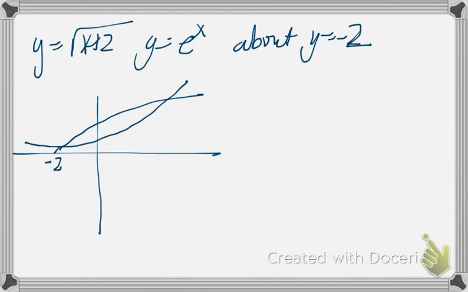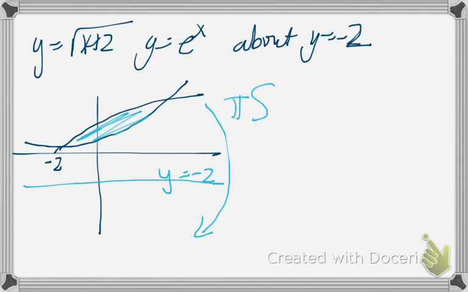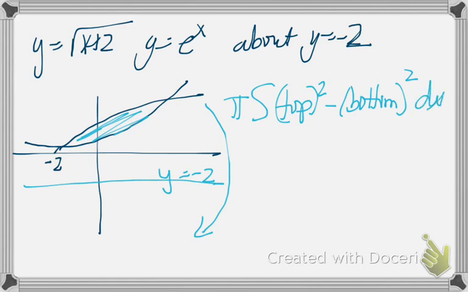Okay, so we're going around the line y equals negative 2. So let's say this line over here is y equals negative 2. So this region over here is going to rotate this way, so that's going to be a top minus bottom. So we have pi, our integral. We're going to have top squared minus the bottom squared dx. So let's start filling everything in. Okay, so here's why you're going to need your calculator, because what is the smallest x value?